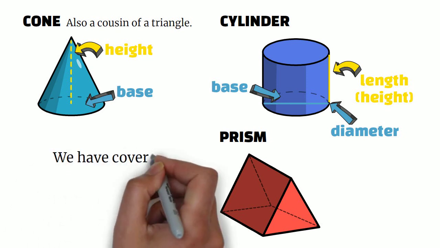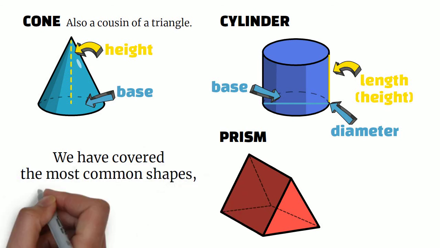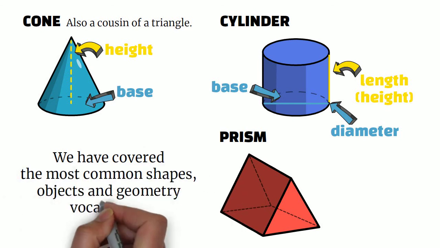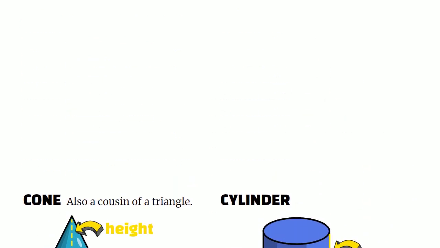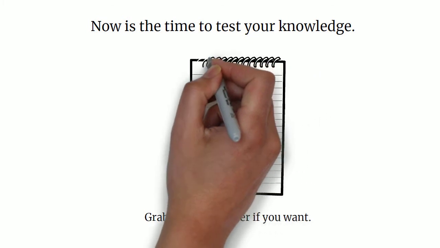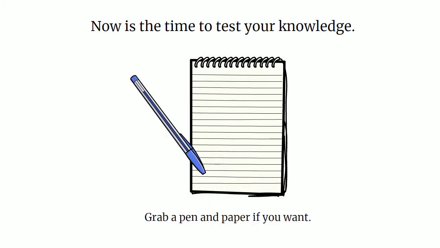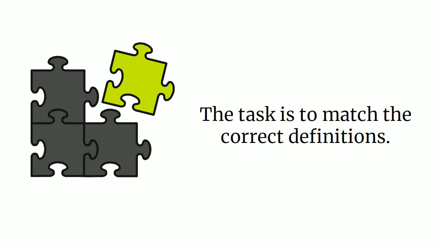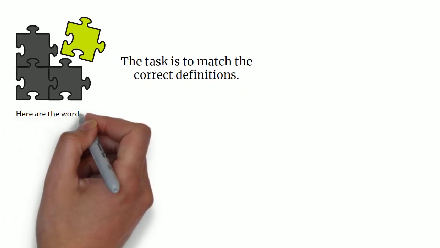Okay, we have now covered the most common shapes, objects, and geometry vocabulary. Now is the time to test your knowledge. So grab a pen and paper if you want. The task is to match the correct definitions. Here are the words and their definitions.